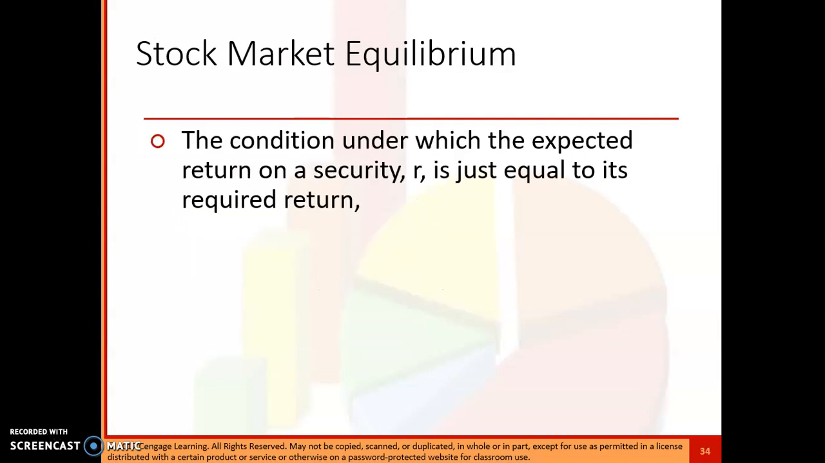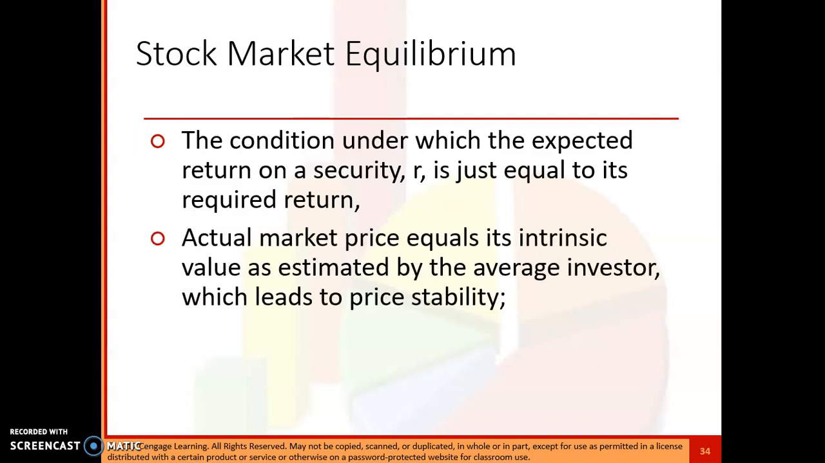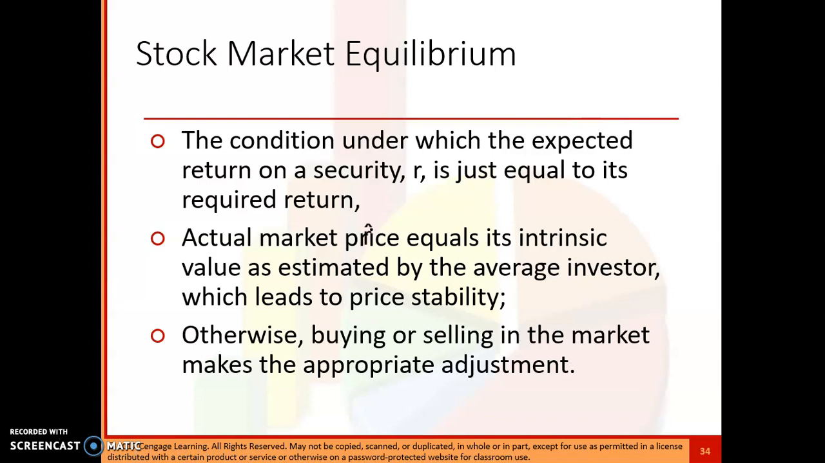Stock market equilibrium: the condition under which the expected return on a security is equal to its required return. The actual market price equals the intrinsic value as estimated by the average investor. This leads to price stability. If this is not the case, you're going to have buying or selling.